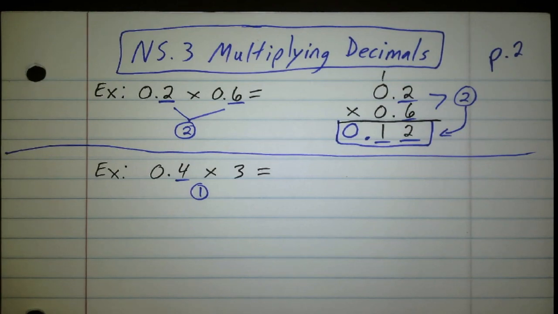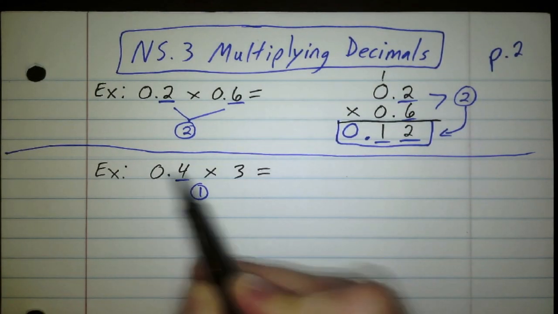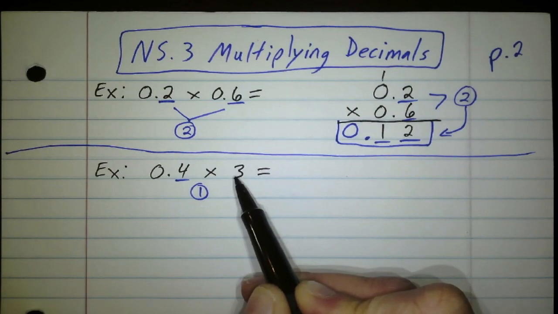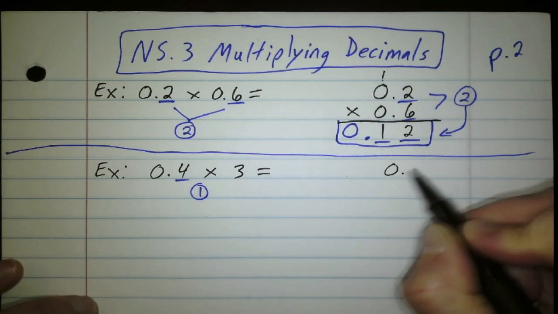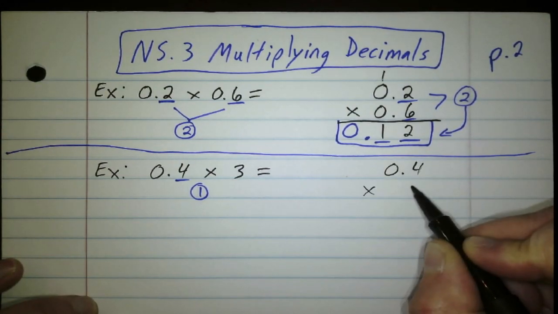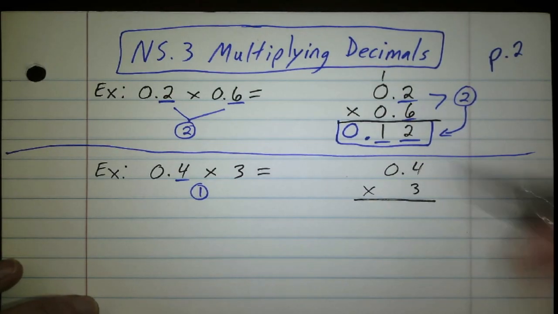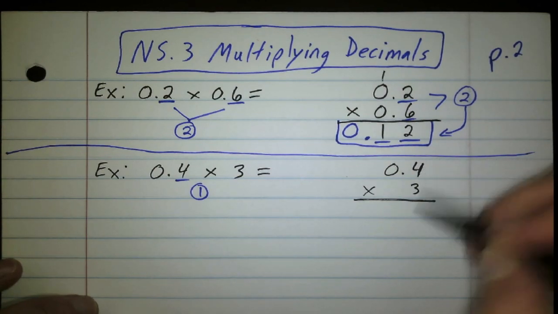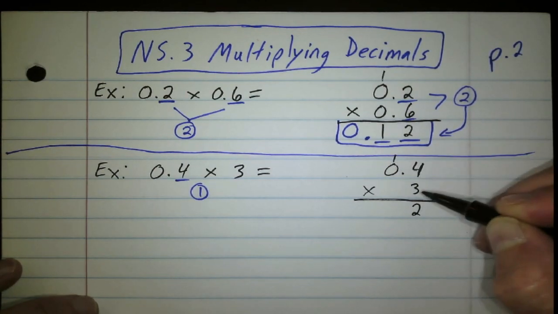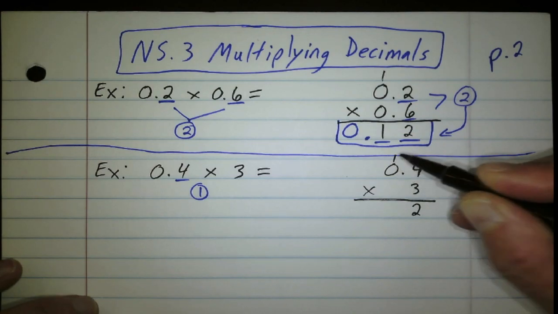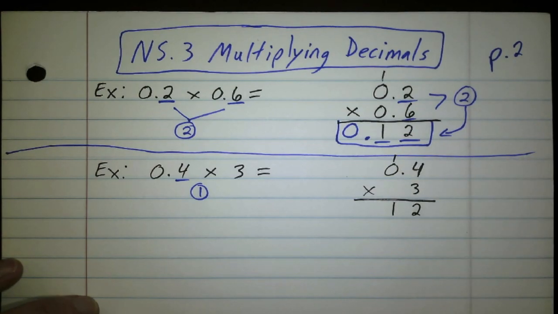So when multiplying this one, 0 and 4 to me is a 2-digit number and 3 is just a 1-digit number. I would put the 0.4 on the top and then I'd multiply by 3 on the bottom. I like the single digits on the bottom here. I like the 3 underneath of the 4. So you're ready to multiply. 3 times 4 is 12. Carry the 1. 3 times 0 is 0. Plus 1 is 1. And our answer is not 12.